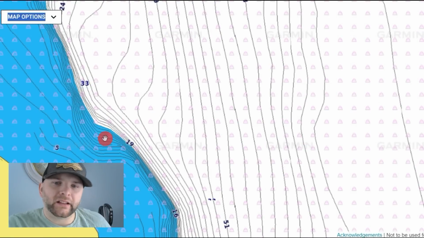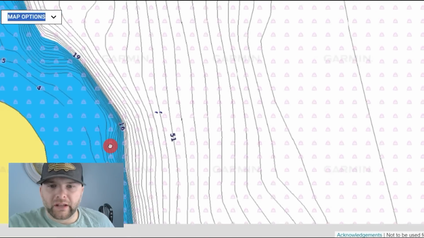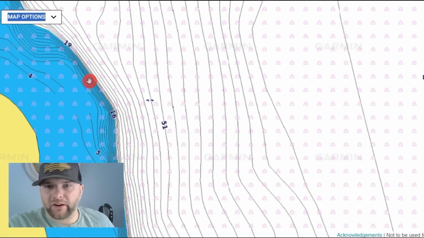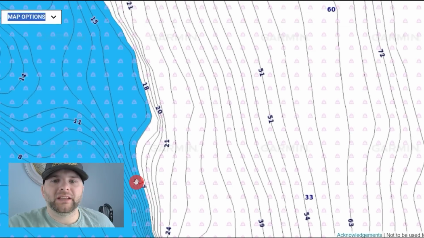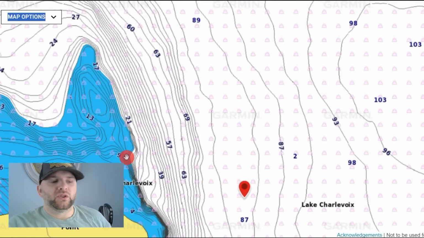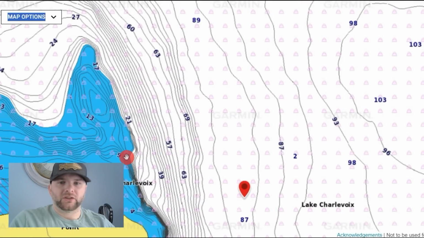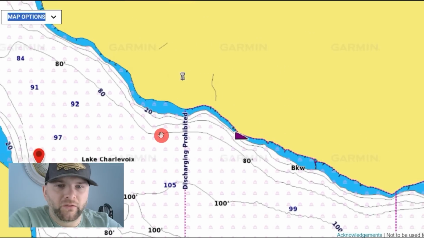They may hang out on that little area where it's a little bit flatter, or they may hang out on this really steep area. Looking for those changes in the drop-off or the ledge can be the difference between catching them and not catching them. So a lot of times when you're looking at ledges, breaks, or drop-offs, you're looking for those changes in the ledge to help position fish.